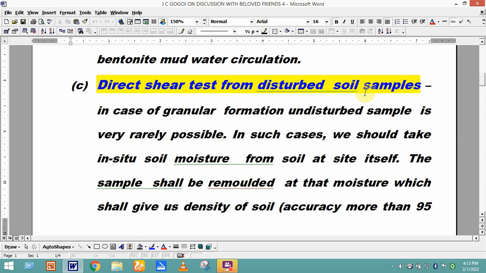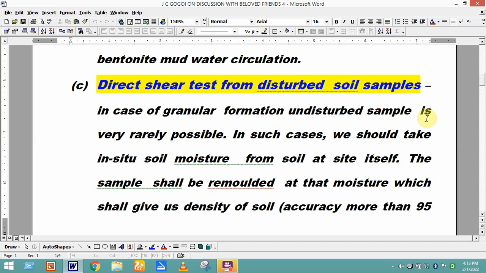Or alternatively, yes, you can conduct a direct shear test, subject to ascertaining the in situ soil moisture at the site itself. Using a lot of devices, there is a very cheap instrument, the carbide type, and a little costlier instrument, the electronic moisture meter, which are available in India.